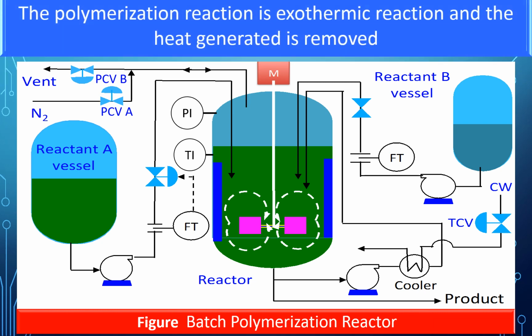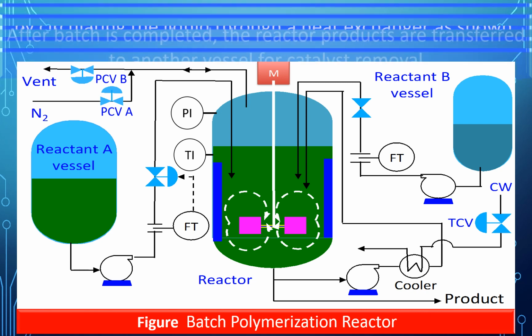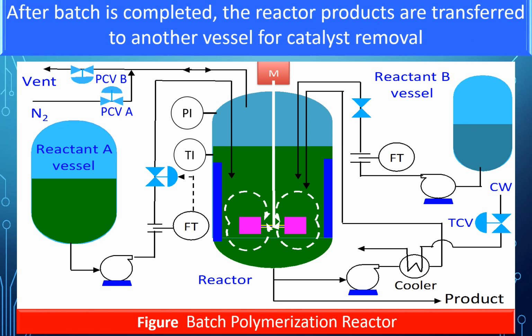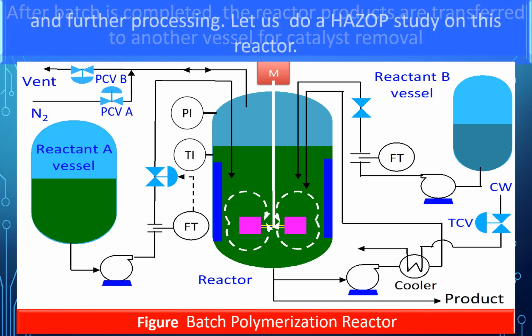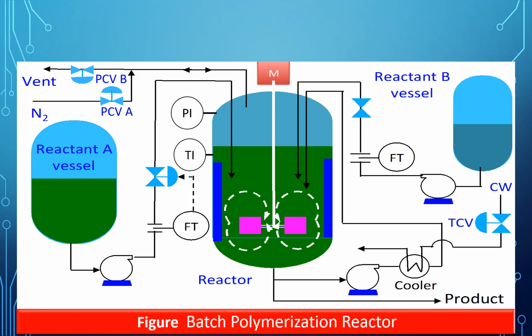The polymerization reaction is an exothermic reaction, and the heat generated is removed by circulating the liquid through a heat exchanger as shown. After the batch is completed, the reactor products are transferred to another vessel for catalyst removal and further processing. Let us do a HAZOP study on this reactor.